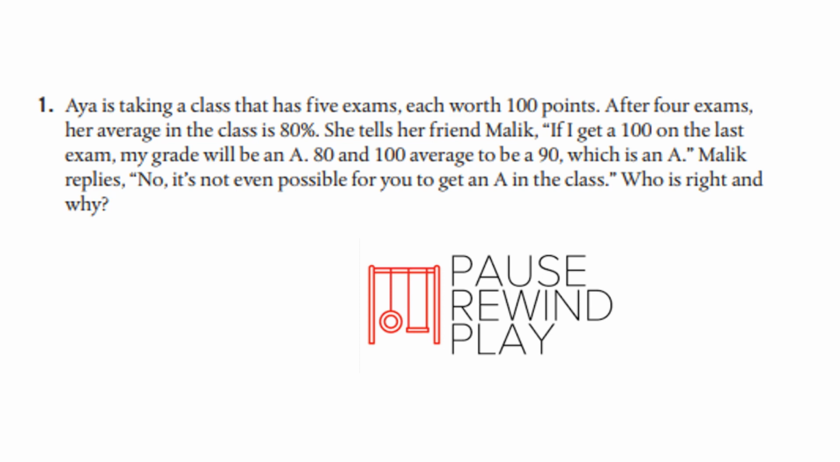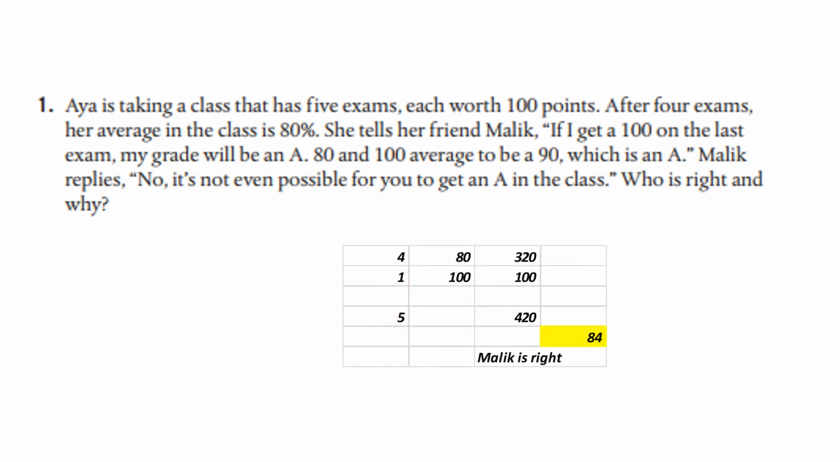Let's see how you did. Well, I'm using Excel, and you see Aya had 4 exams averaging 80, so that means she had a total of 320 points. And on this next exam, if she got 100, that would mean she has 5 exams and 420 points. So if you divide 5 into 420, you get 84 is her average per exam. So you see Malik is right.